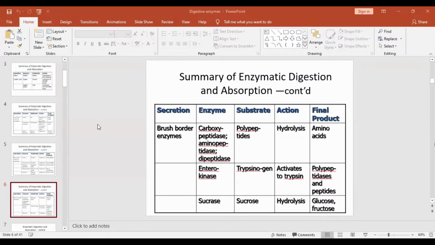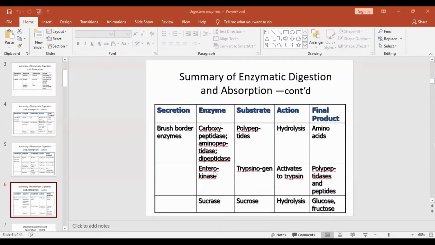Cross-border enzymes. These are the enzymes generally secreted by the cross-border cells of the small intestine, GI tract. Some of the enzymes found in the secretion of these cross-border cells are carboxypeptidase, aminopeptidase, and dipeptidase. By the name, peptidase is responsible for the hydrolysis of polypeptides. When the polypeptides are hydrolytically broken down, their final product will be amino acids.